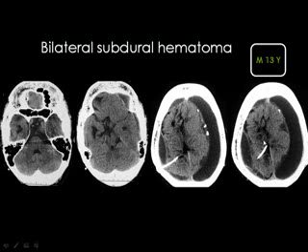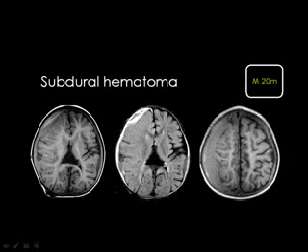Here you can see one of the old shunt tubes applied in the ventricles, which are totally collapsed, with bilateral chronic subdural hematoma and meningeal calcification as well. Then this is a case of a shunt tube complicated by subdural hematoma on the right side, on MRI T1 weighted image.